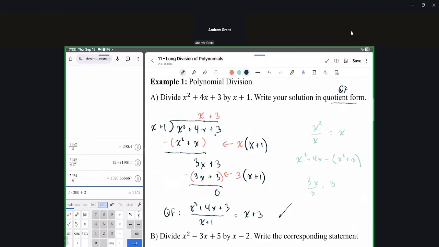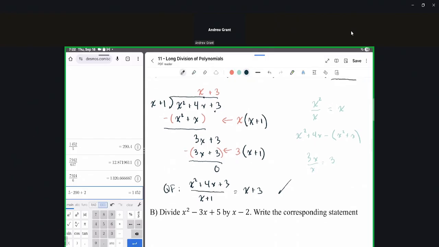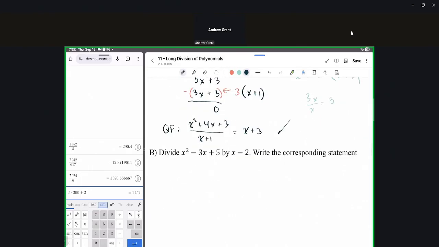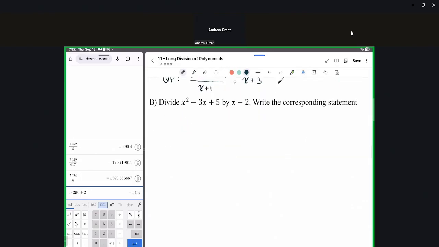Okay, so let's continue on. This is all we're going to do for the rest of the day, this kind of stuff, and then check our answers. Okay, so letter B, we're going to divide x squared minus 3x plus 5 by x minus 2. And we're going to write the corresponding statement.